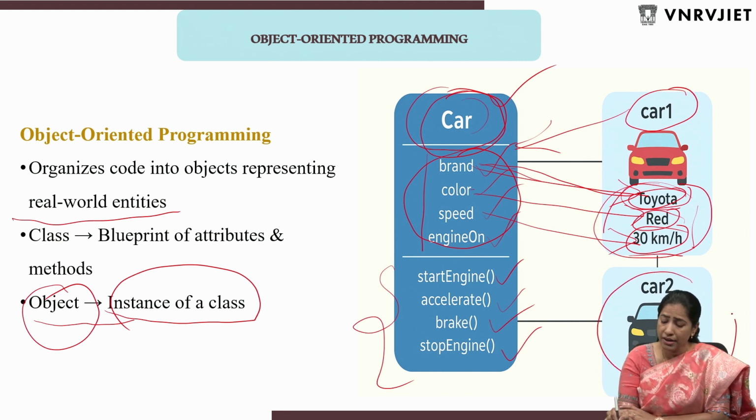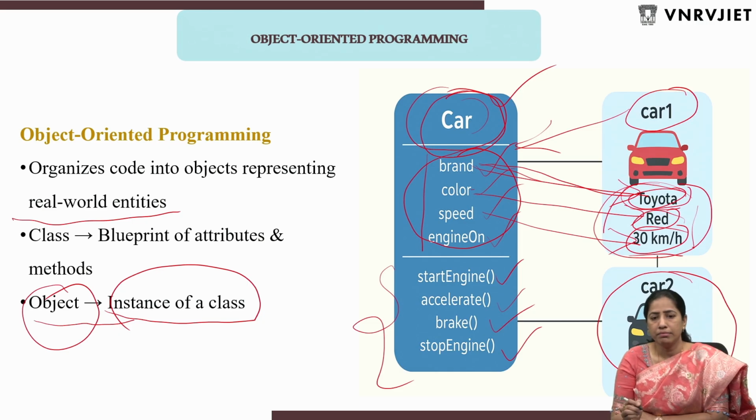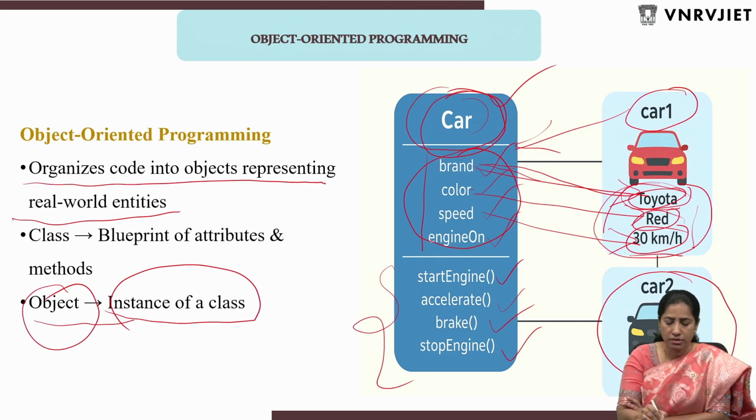Likewise, I have created another instance, car2. Car2 is a BMW. There may be another car of another brand, maybe Mercedes, maybe Mahindra, maybe Tata. So there may be different instances of this class. So basically the idea is, in object-oriented programming, we organize the code as classes and objects. That is the basic idea of object-oriented programming.